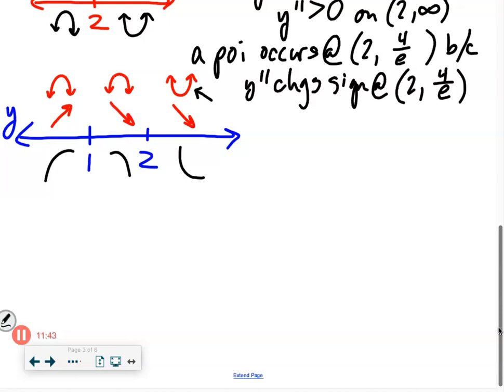So there are 4 different shapes you can have. We have increasing concave down, decreasing concave down, increasing concave up, and decreasing concave up are the 4 possible shapes. We have 3 of the 4 on our sign line. So let's take a look now at what points we have to plot.